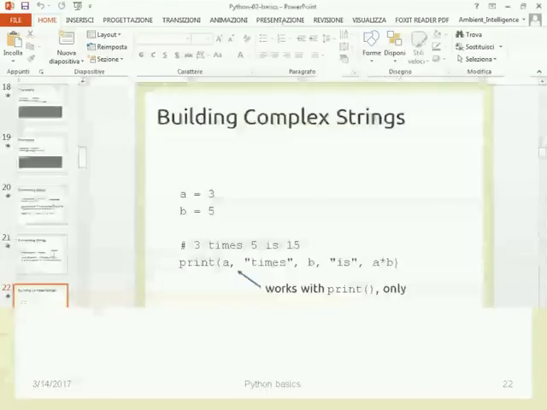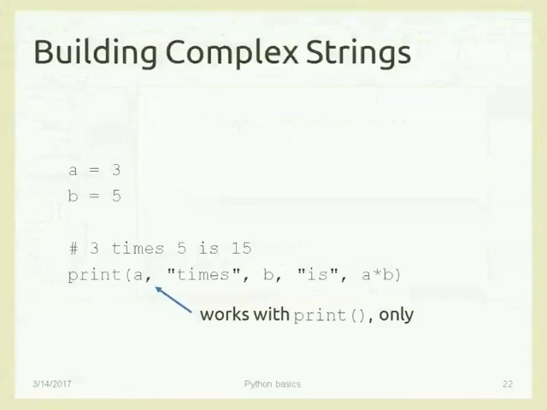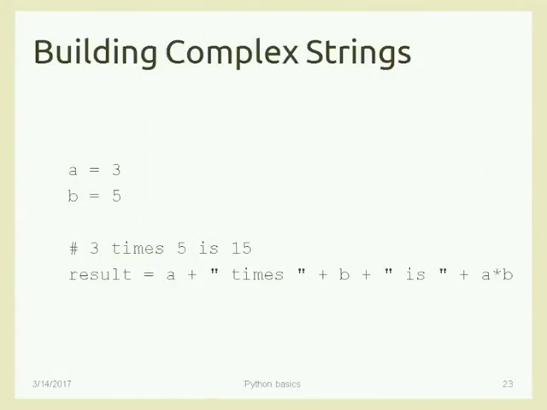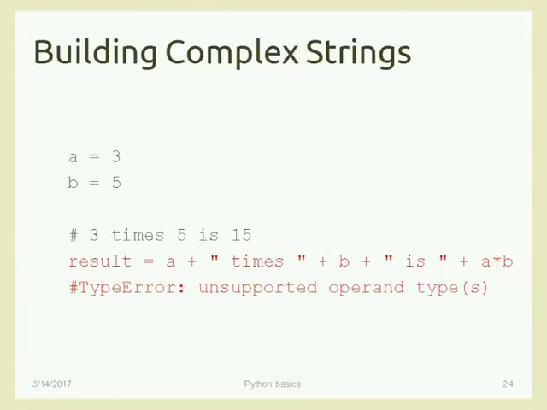This, however, works only with print. You cannot concatenate strings in this way outside of a print statement, print function, sorry. So if we want to concatenate strings, we already know that the plus operator is a viable alternative, but we already know that we cannot concatenate a string with a number. And here we have a string, that is time and that is his, and a number. This is 3, this is 4, this will be 15. So this will give you an error on unsupported operand types or something like we saw before. The second operand should be a number, should be a string, whatever.